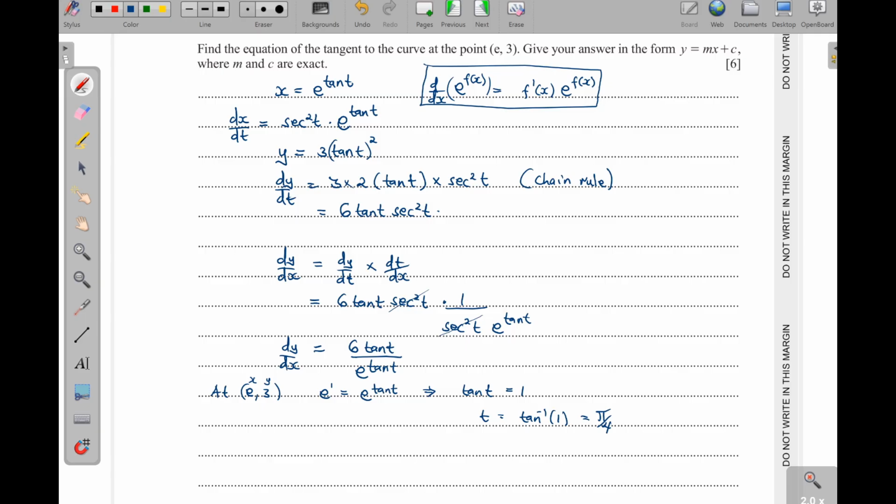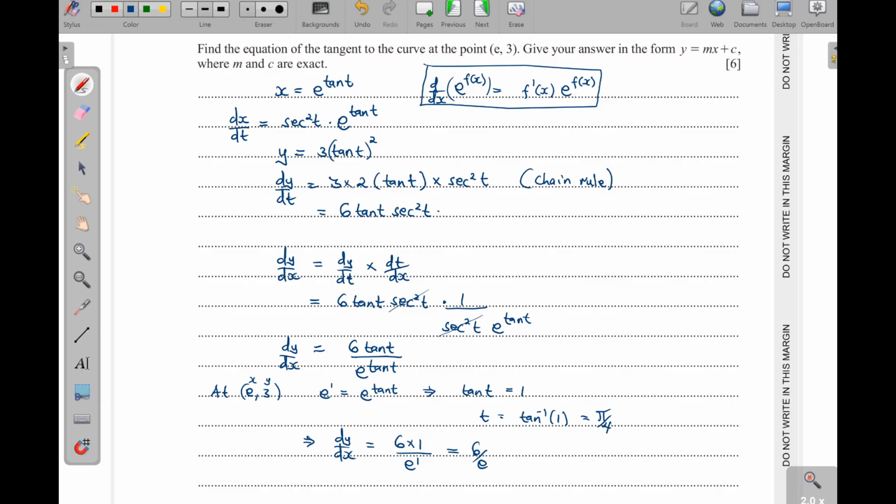Okay, so I need to get the values of t, because it is the one that I'm going to substitute in here. You see that? Okay, so this therefore implies that our dy/dx is going to be 6 tan t. I can even just take this one. Tan t is 1, so times 1, then out of e to the power of 1. So therefore, you have 6 over e. You see that?